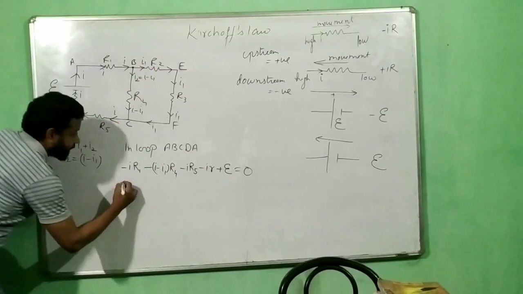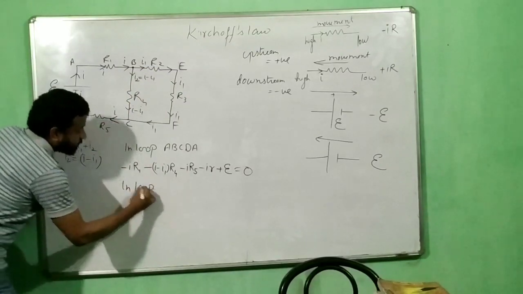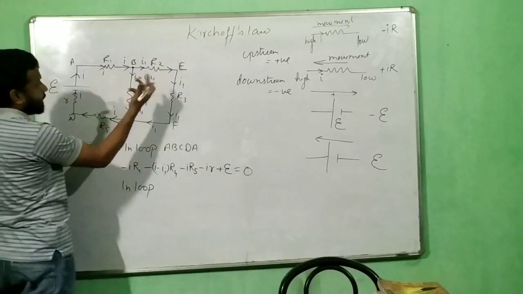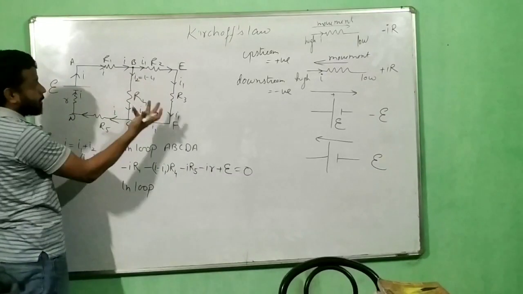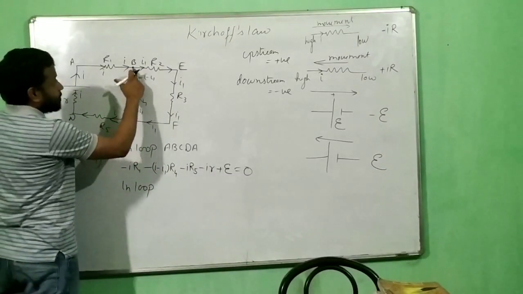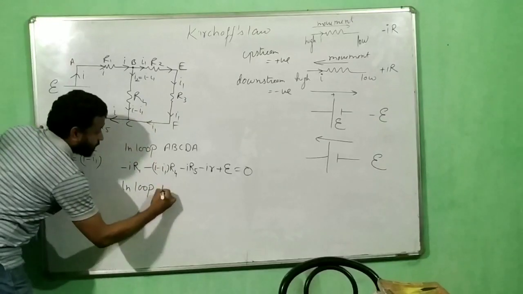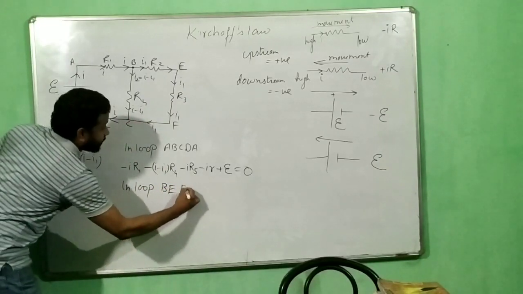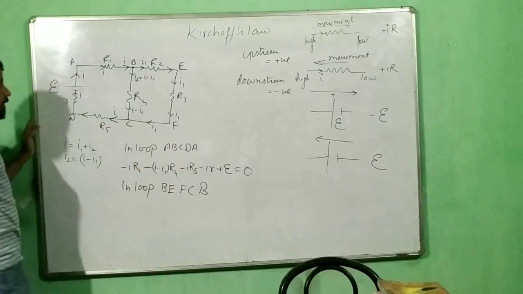Now one more loop is there. Another loop. Number of smaller loops equals number of equations, as simple as that. Now you start from here: B, E, F, C, and come back to B. You have to come back to B.